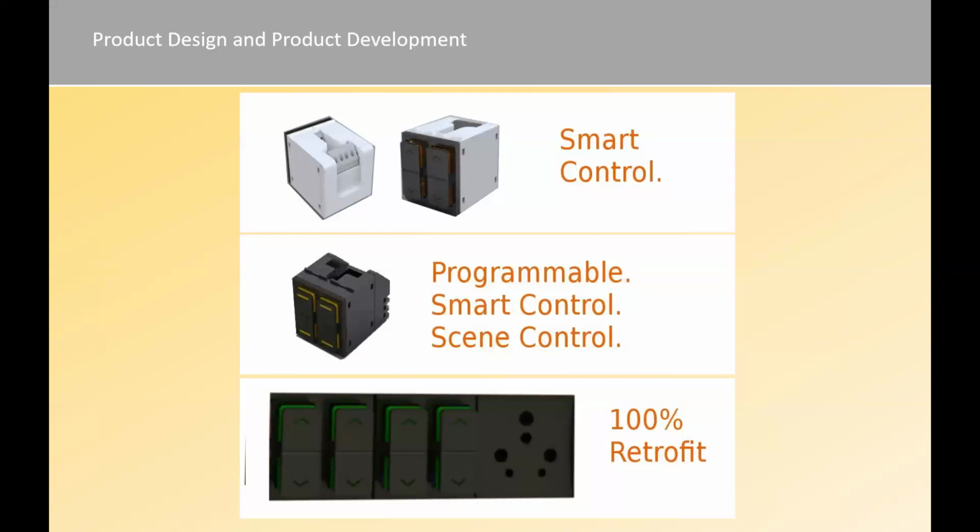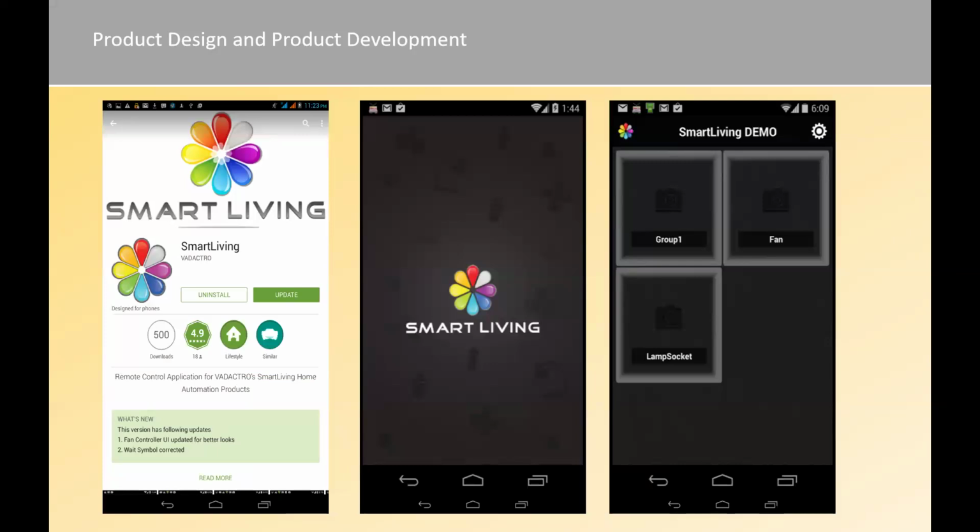Okay, now these physical products need to be configured via an app. So this was the app. So again, the app was also designed by us. So this is the app. This is the first screen which you can see on the Google Play. Then here you can see the Smart Living demo, the third screen which you see.